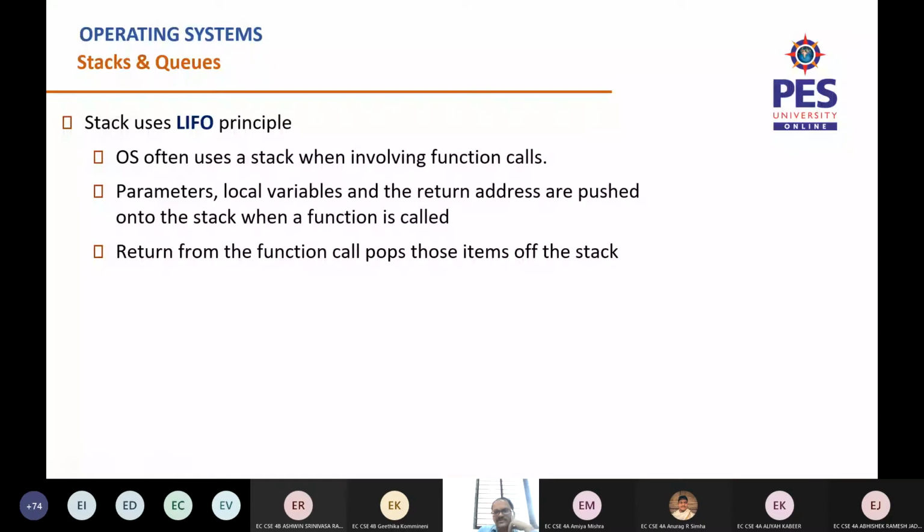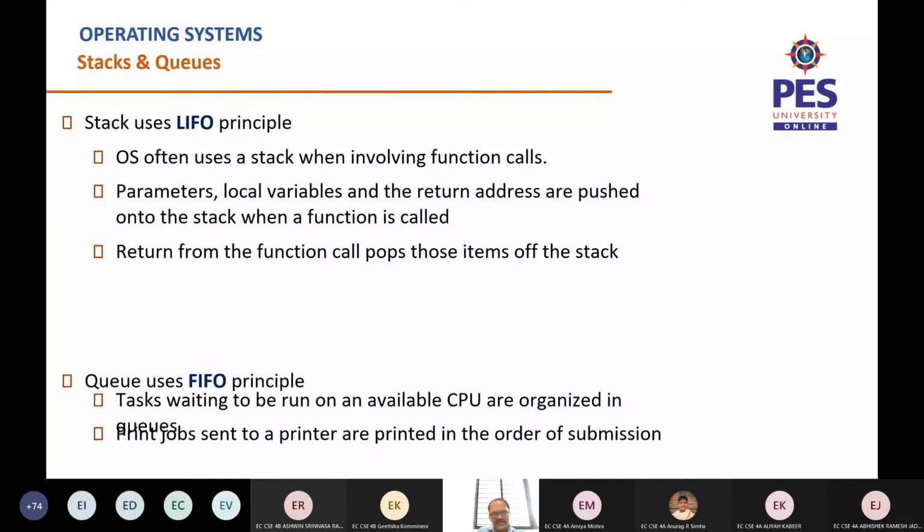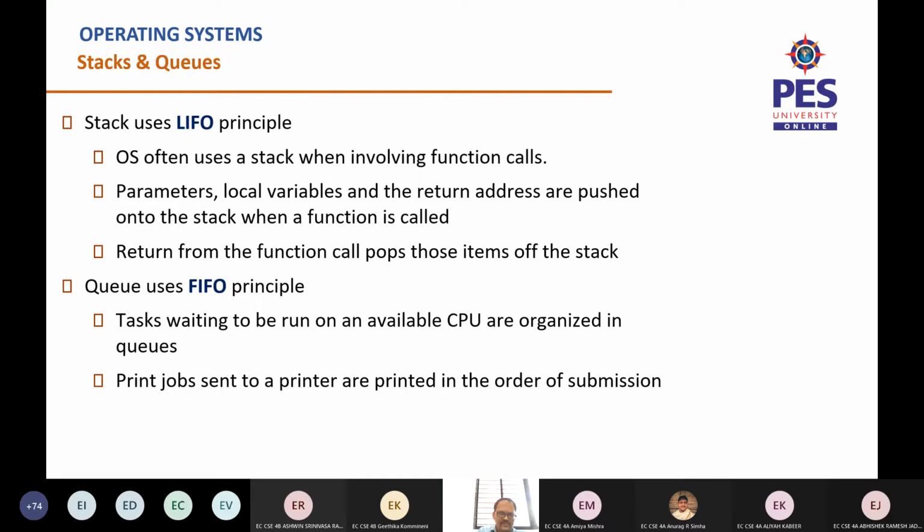We will look into more details when we come to the process scheduling topic, but this is the gist of it. On the other hand, queues work on the principle of FIFO, that is first in, first out. So they are organized next to each other. Whoever reported first is going to be taken into consideration first and served, and then the next one is going to be picked up, and so on.